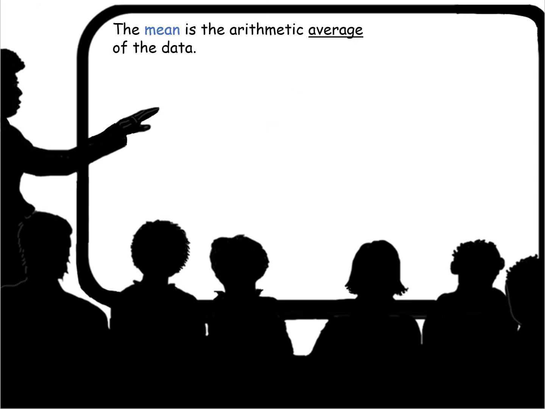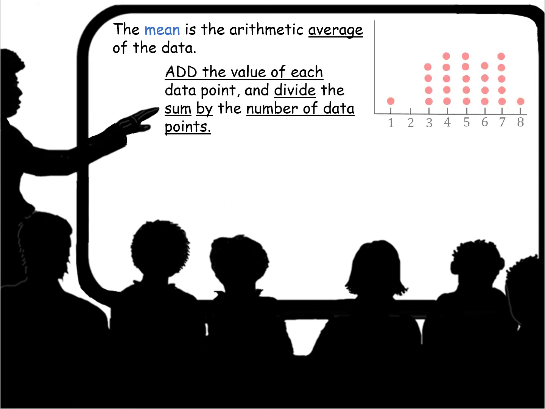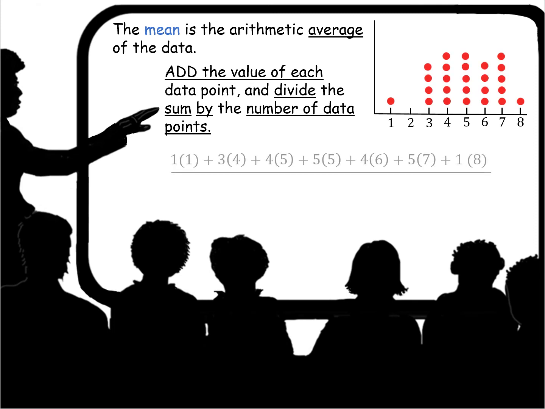Now the mean is the arithmetic average of the data, and that means we have to actually calculate it. So we're going to add the value of each data point and divide the sum by the number of data points. So here we have our dot plot.